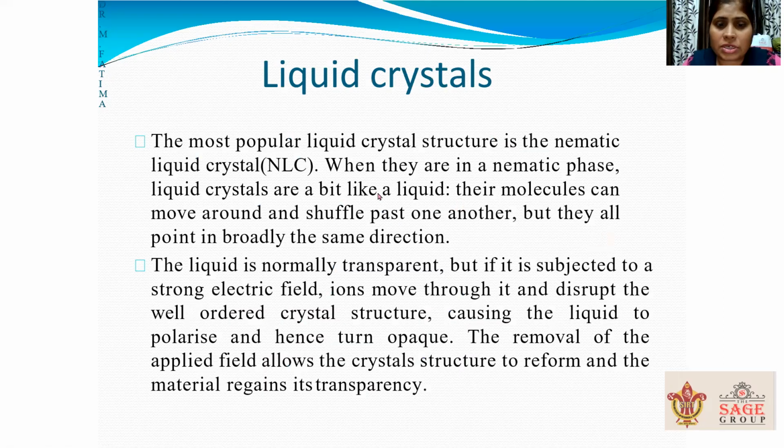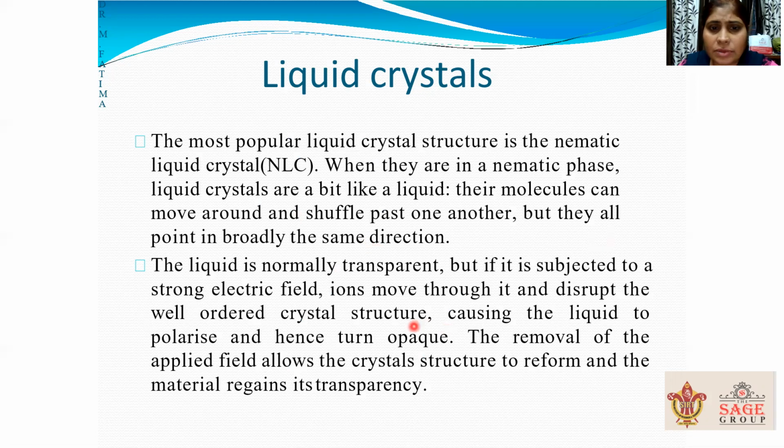The most popular liquid crystal structure is the nematic liquid crystal, called NLC. When the liquid crystal is in the nematic phase, it looks like a liquid, and its molecules can move around and shuffle here and there, but they all point broadly in the same direction. Examples of liquid crystals are soap foam, jelly, chocolate, and aloe vera. This thick material is the liquid crystal, which exists between solid and liquid.